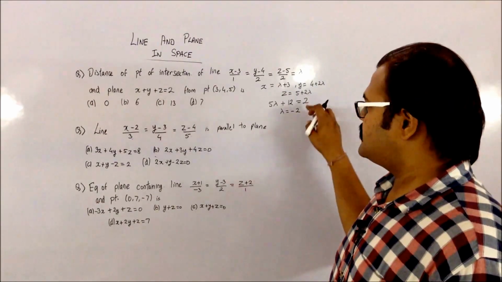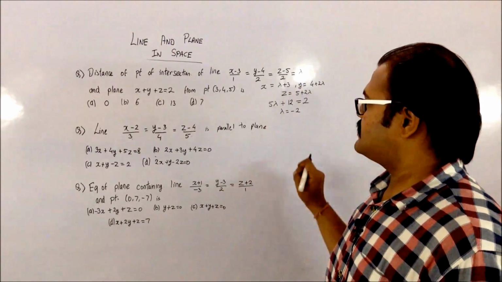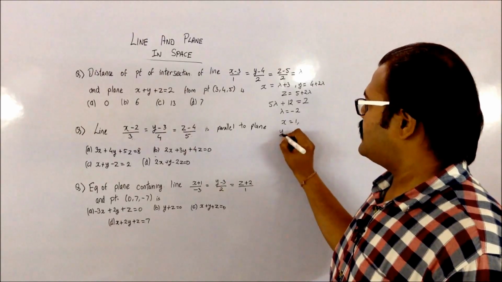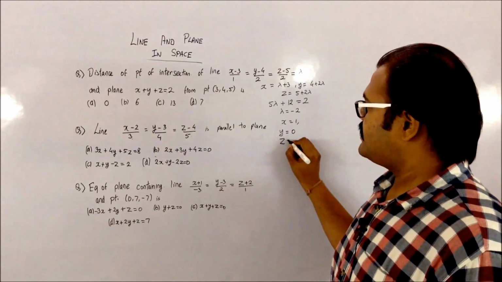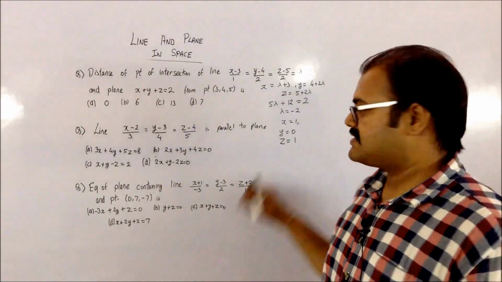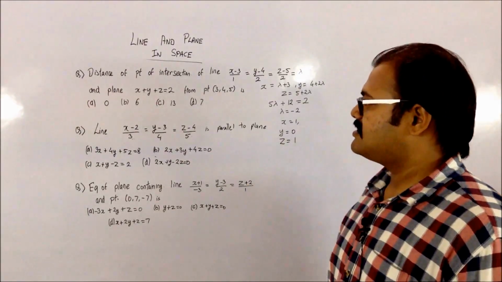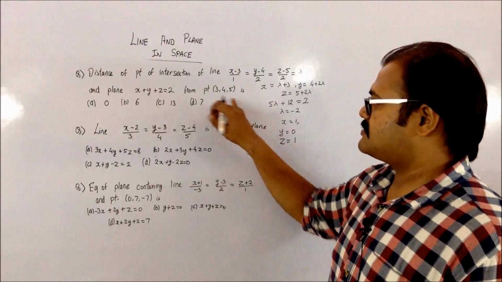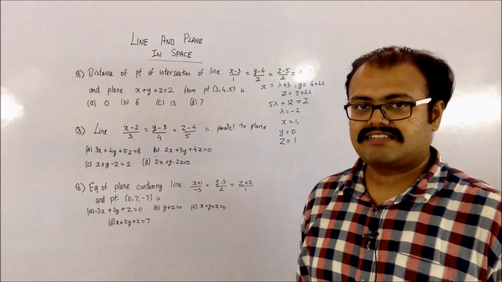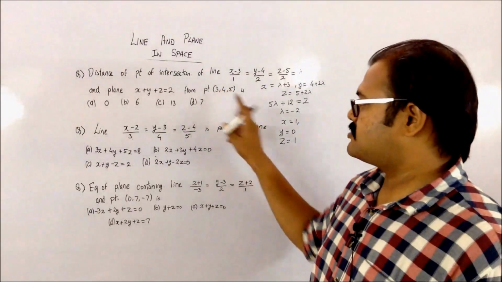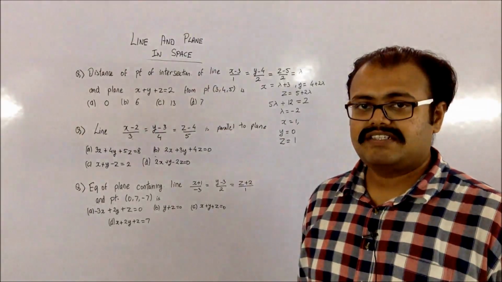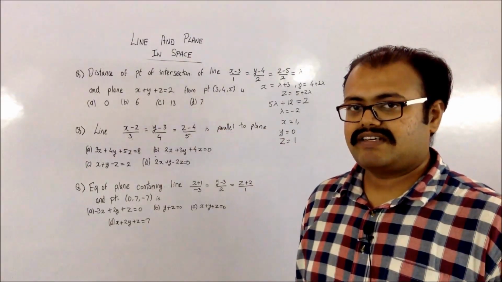So if you just substitute this value in your x, y, z, you'll be getting the value of x as 1, your y as 0, and your z as 1. So your point of intersection basically is (1, 0, 1), and you have to find the distance of this point with this. So you have to use the normal distance formula, that is square root of (x2 minus x1) square plus (y2 minus y1) square plus (z2 minus z1) square.